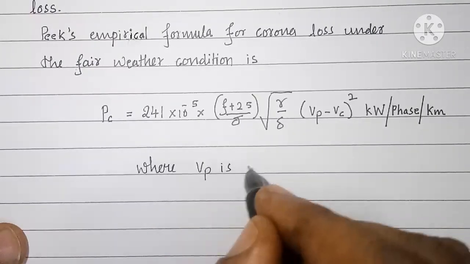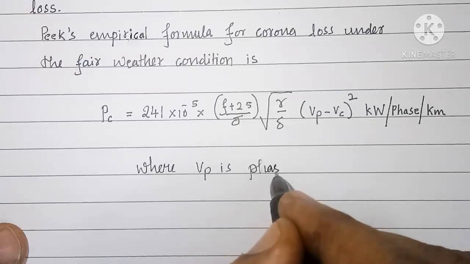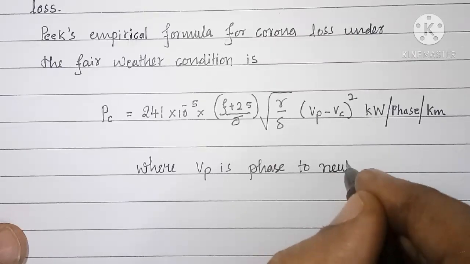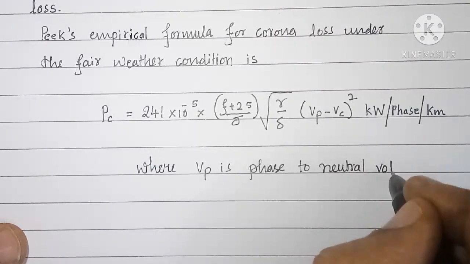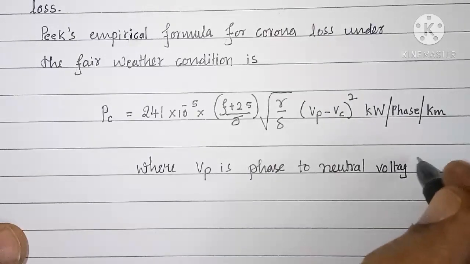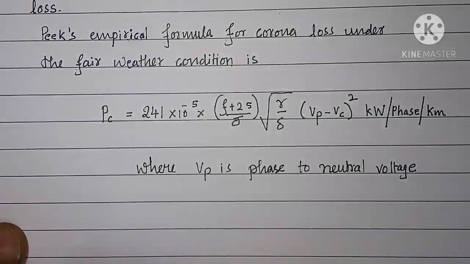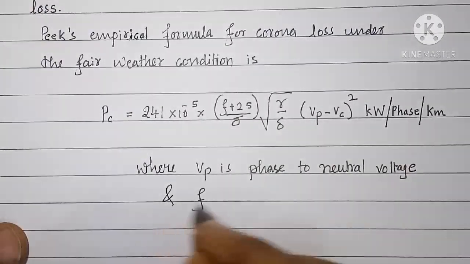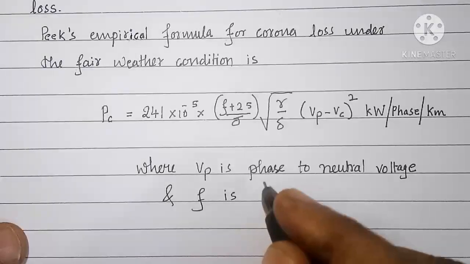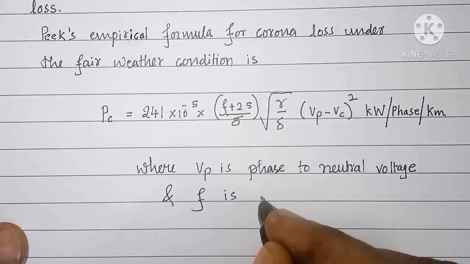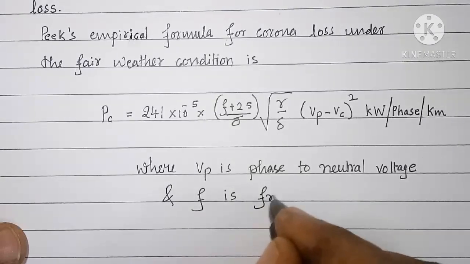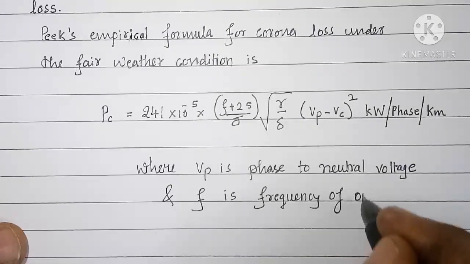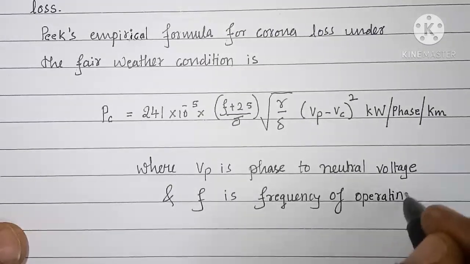Where Vp is phase to neutral voltage and f is frequency of operating voltage.